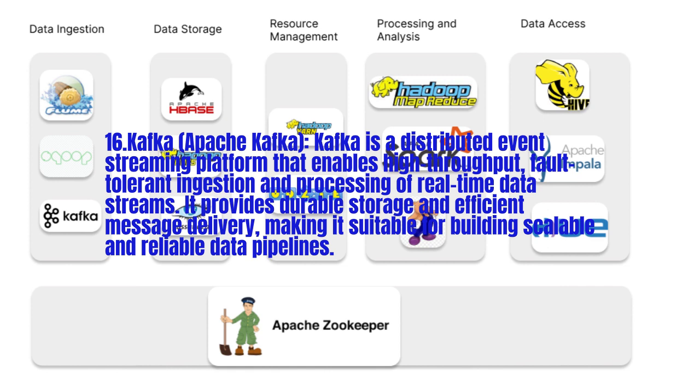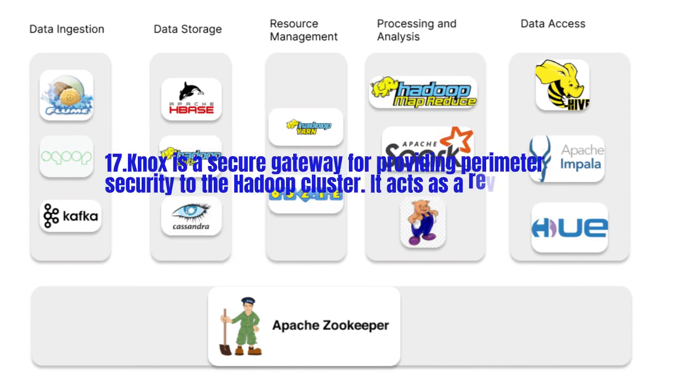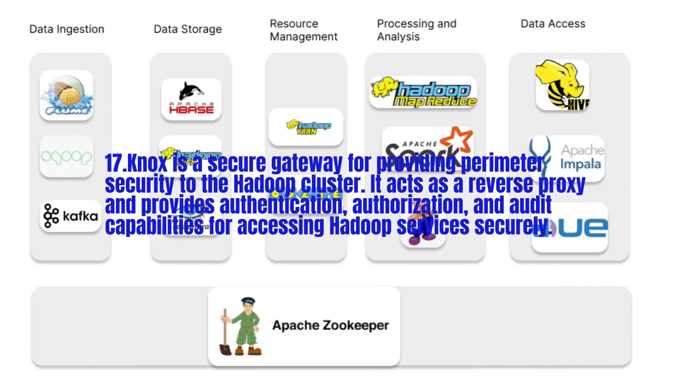The other one is Knox. Knox is a secure gateway for providing perimeter security to the Hadoop cluster. It acts as a reverse proxy and provides authentication, authorization, and audit capabilities for accessing Hadoop services securely.